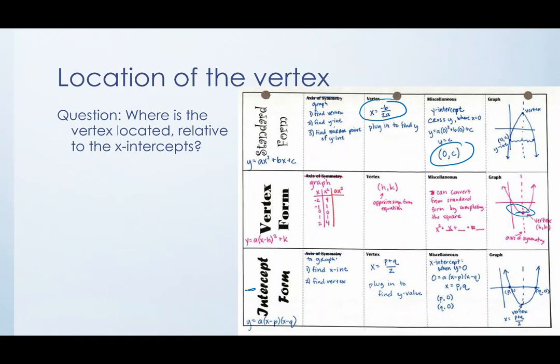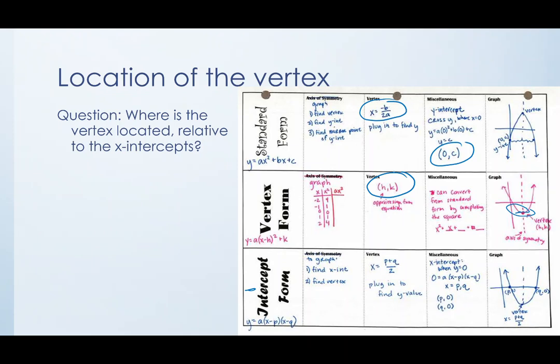If you're in vertex form, that's great because you know exactly where the vertex is. And that means you can graph it, a really simple graph. Where's the vertex? Does it point up? Does it point down? And if you want to get to standard form, you just multiply everything out.